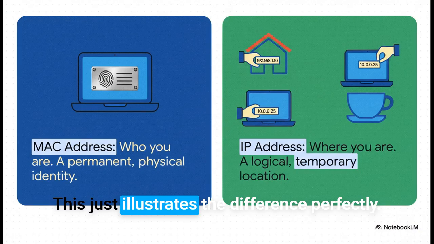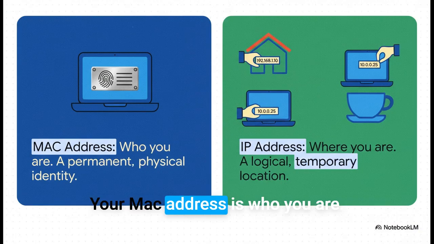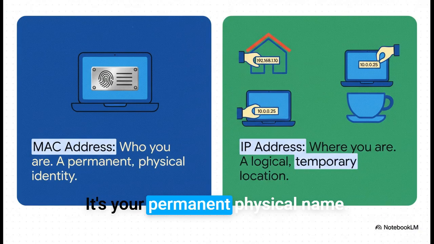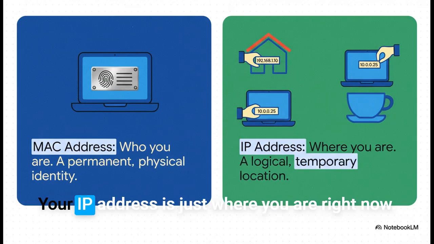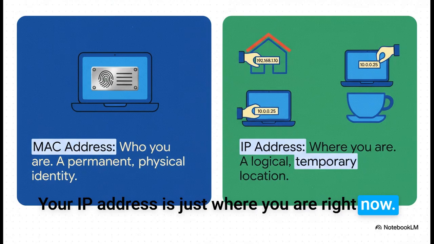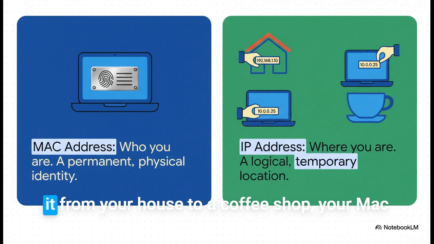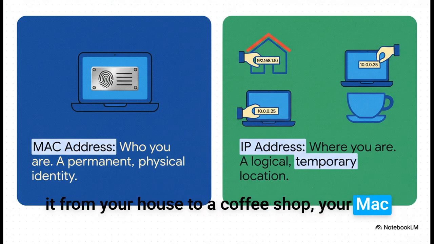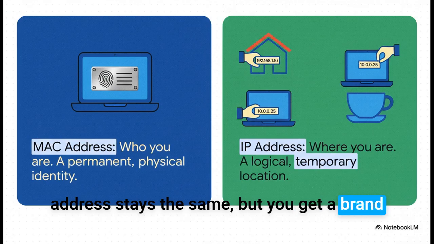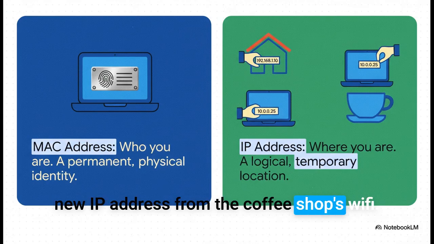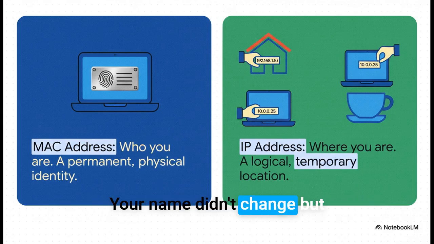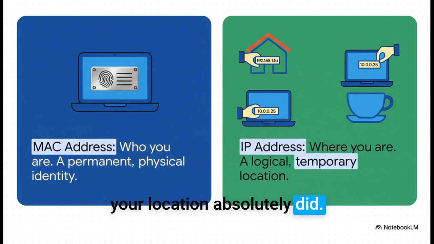And this just illustrates the difference perfectly. Your MAC address is who you are. It's your permanent physical name. Your IP address is just where you are right now. It's your current house address. If you pick up your laptop and take it from your house to a coffee shop, your MAC address stays the same, but you get a brand new IP address from the coffee shop's Wi-Fi. Your name didn't change, but your location absolutely did.